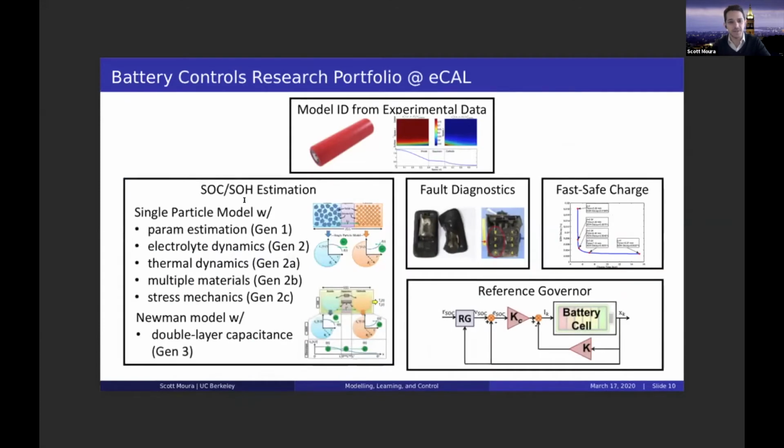So in my own research lab, we are focused on a number of topics, including model identification from experimental data. Some of you may have seen that work. I presented at Oxford on that before. We also have several generations of these state of charge, state of health estimation algorithms, which progressively add more physics. Importantly, we're trying to make sure that we can get provable convergence there. We've also done some work on fault diagnostics, but what I really want to focus on today is this fast, safe charging problem, and also this one tool called reference governors.